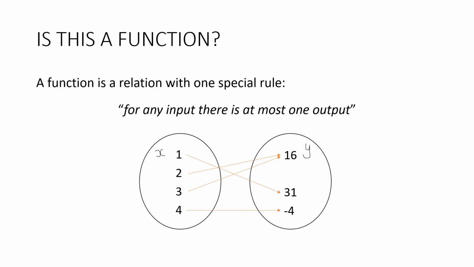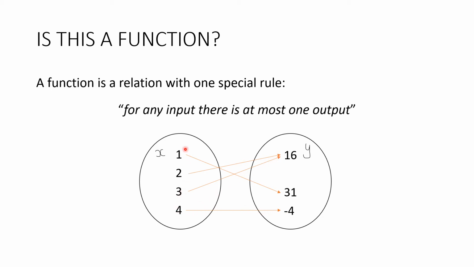So let's return to this idea of what is a function. Remember we said a function is a relation, it has a special rule. Here's the rule, for any input there is at most one output. Now at most means 0 or 1. So let's have a look at this one here. Is this a function or not? 1 maps to 31. 2 and 3 both map to 16. And 4 maps to -4.